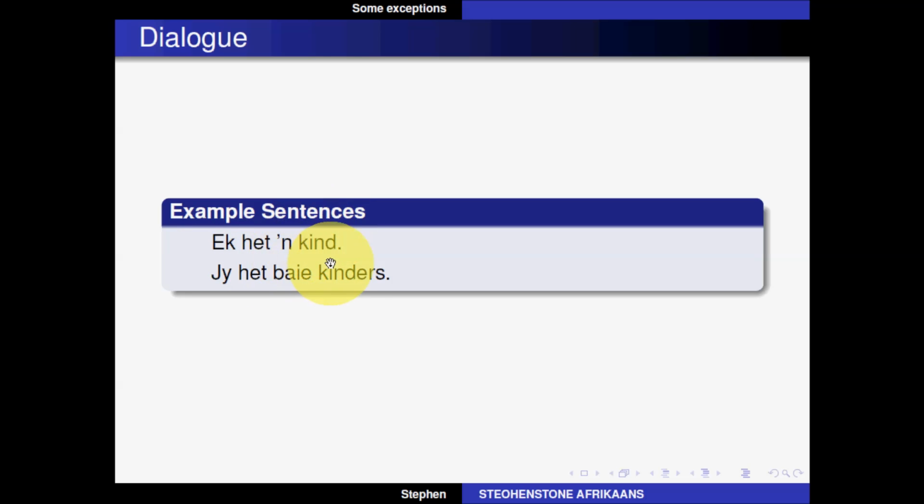So the Afrikaans word kind is child in English. So we've seen these words before. So ek het 'n kind means I have a child. Jy het baie means you have many or a lot of. So now I'm looking for the plural of child, which is children. And in Afrikaans, the plural of kind is kinders.